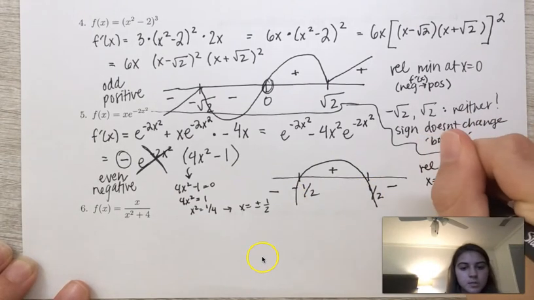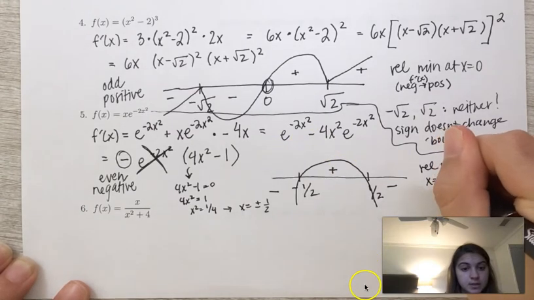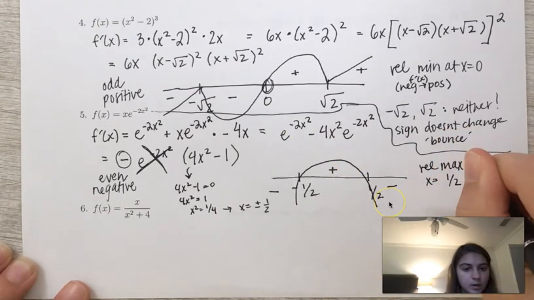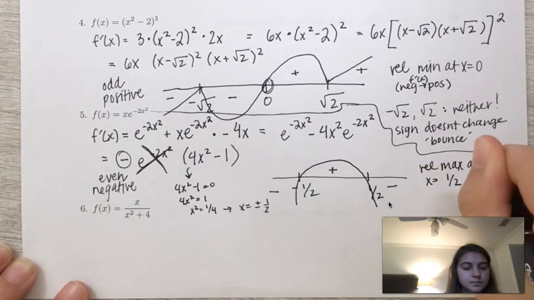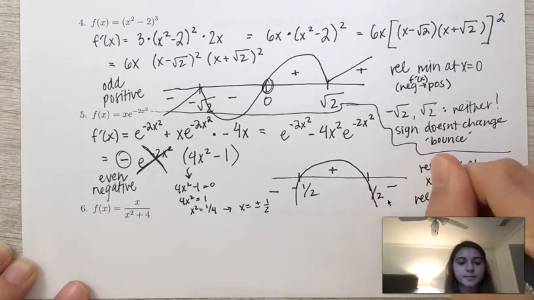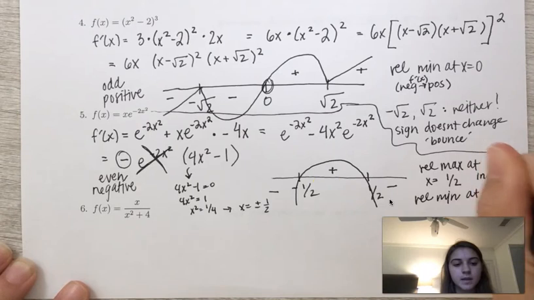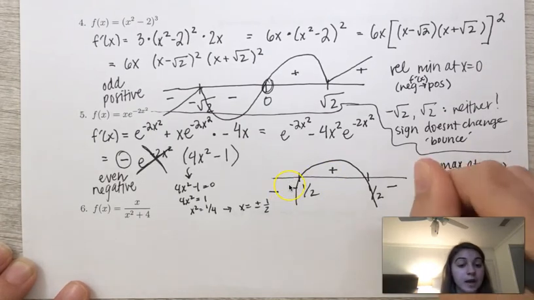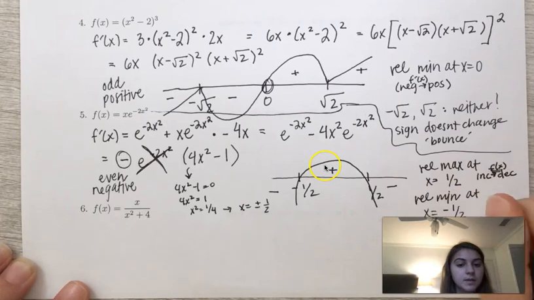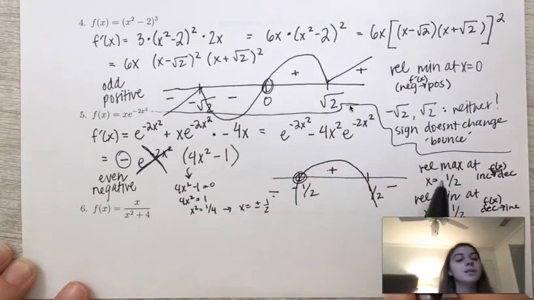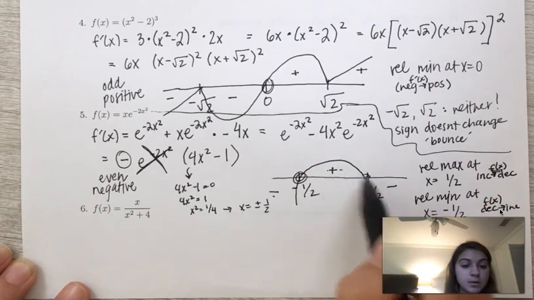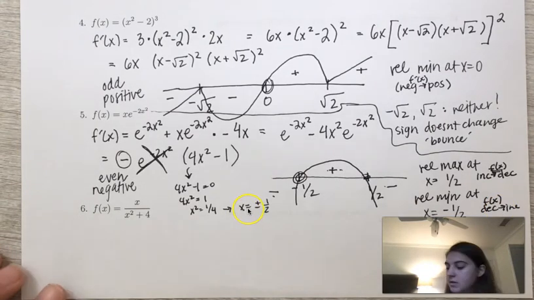So our rel max, remember, is when f prime goes from positive to negative, because f is increasing to decreasing. So positive to negative happens at 1/2. And our rel min is where f prime goes from negative to positive, because f goes from decreasing to increasing. Did I do that upside down with my mouse as I said? I'm sorry, guys. Forgive me if my words aren't matching my mouse. Trust my words. So negative 1/2 is our rel min.